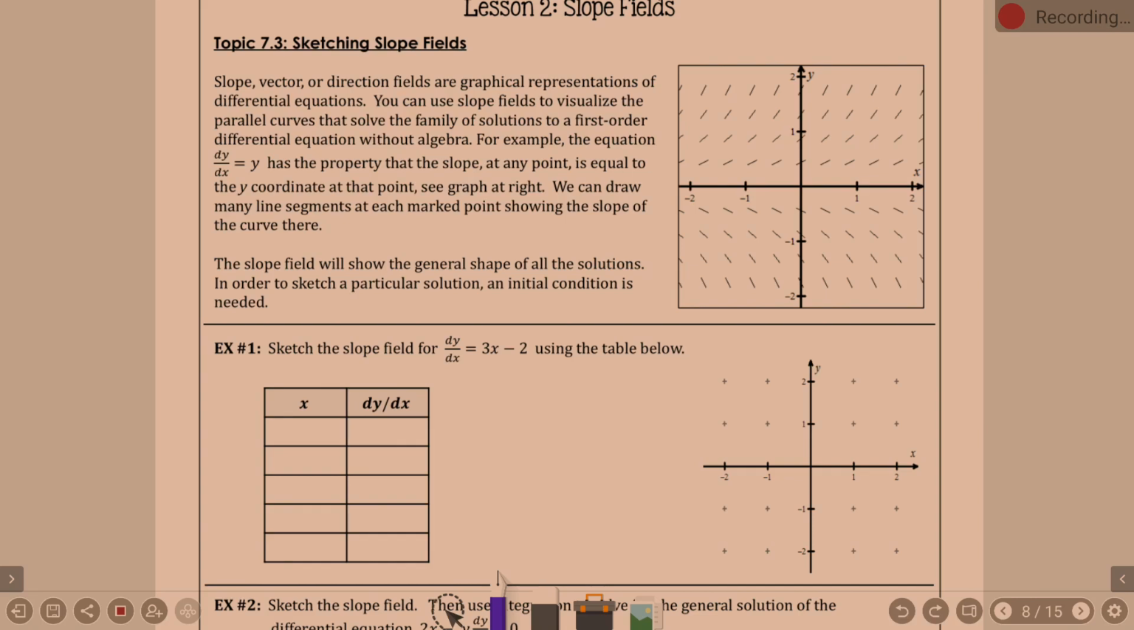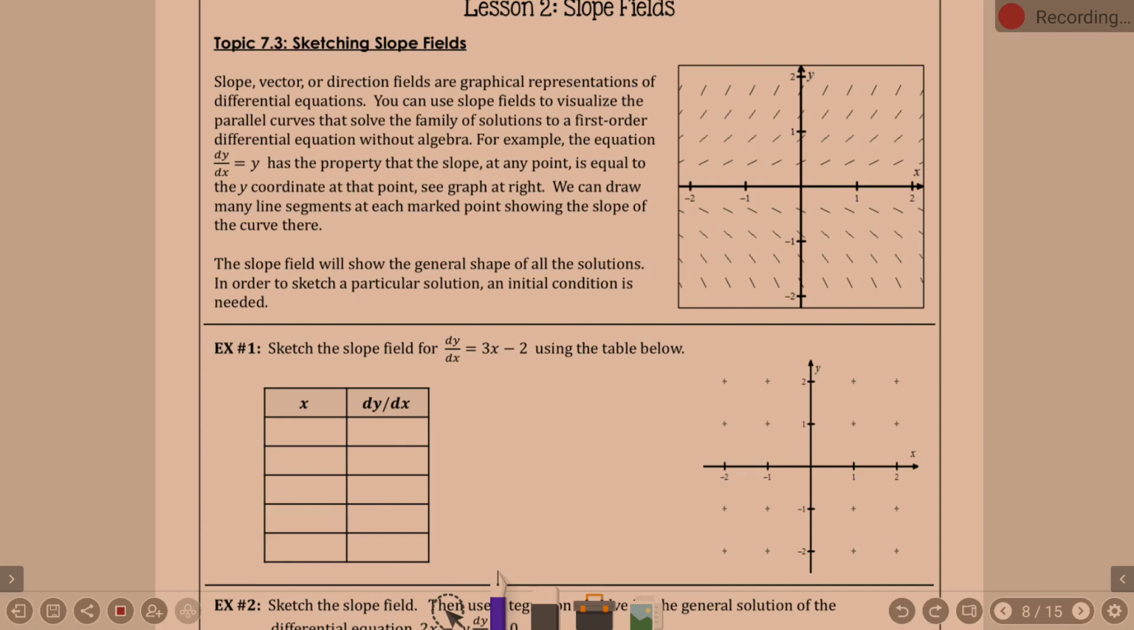Slope, vector, or direction fields are graphical representations of differential equations. You can use slope fields to visualize the parallel curves that solve the family of solutions to a first-order differential equation without algebra. For example, the equation dy/dx equals y has the property that the slope at any point is equal to the y coordinate at that point. It says, see the graph on the right. We can draw many line segments at each marked point showing the slope of the curve. And then the slope field will show the general shape of all the solutions. In order to sketch a particular solution, an initial condition is needed.